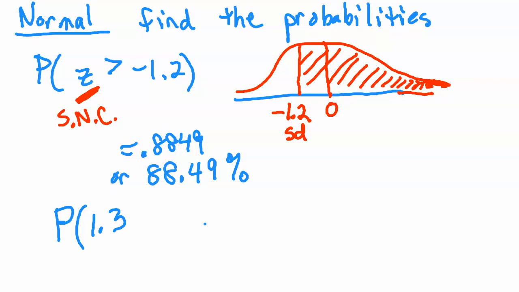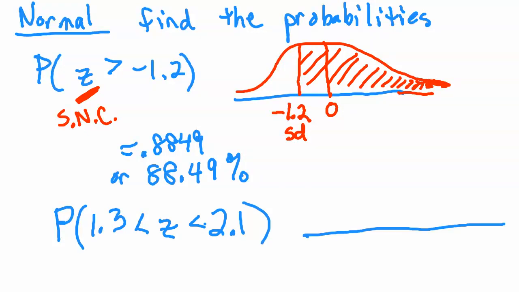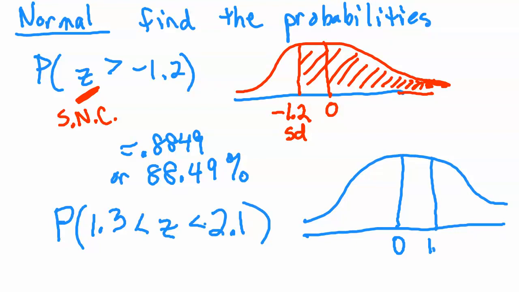Okay, so find the probability that z is between 1.3 and 2.1. Remember, these are z-scores. So again, I'm going to draw a quick picture just to know what to expect. I always use the standard normal curve, which is 0, the mean. So 1.3 is about right here. 2.1 is about right here. And I want this area. I want the probability that z is between 1.3 and 2.1.